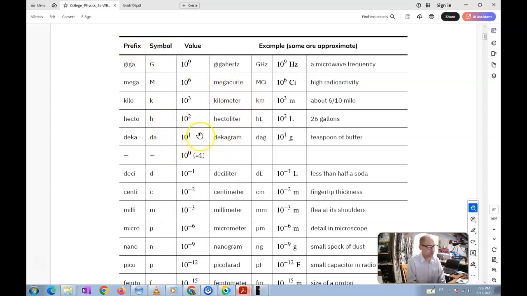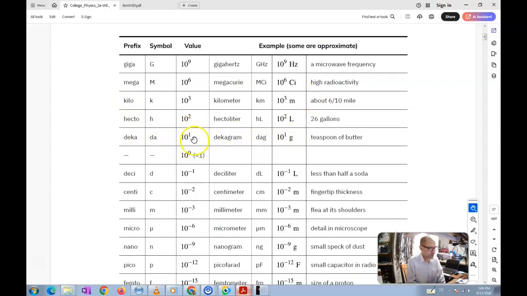For all of these instances, we have created all of these different prefixes. For example, 10 raised to the power 1 has been called deca. These words usually come from the Latin language or from the Greek language.